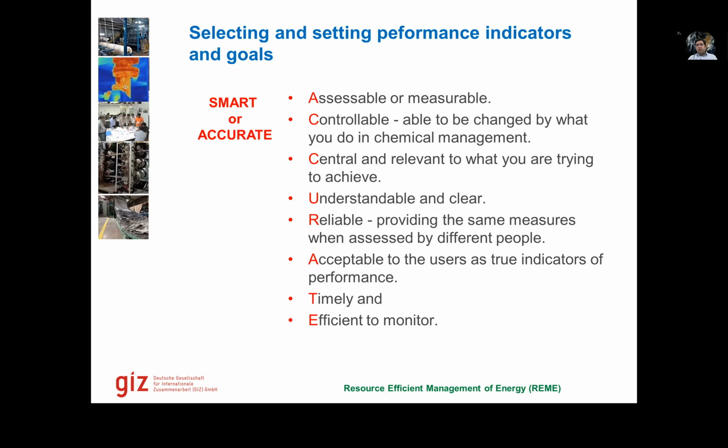I think everybody knows about these acronyms: SMART, ACCURATE. For example, SMART means specific, measurable, achievable, realistic. Similarly, for ACCURATE, we have accessible, controllable, central, or what we call relevant for what we're trying to achieve, and U for understandable, reliable, acceptable, timely, and efficient or effective to monitor. These are just some acronyms, but they give us a good way of evaluating our performance indicators. So we can use any of these, or we could develop our own as well.